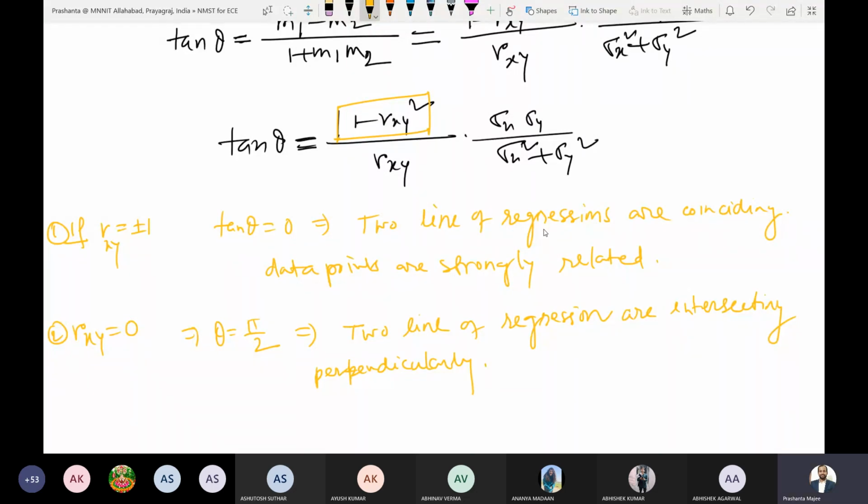So if r is 0, there is very little relationship. If r is 0, what does it mean? The data points are evenly distributed around the mean position. If rxy equals 0, data points are evenly distributed about the mean values, x bar, y bar. So there is no relationship between x and y values. So the two lines of regression intersect perpendicularly. And if there are other values, you will get two lines of regression and they will make an acute angle.